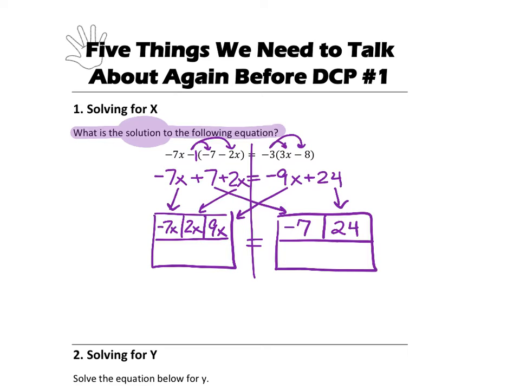Once I have all my terms in the appropriate box, I add them together. -7 plus 2 plus 9 is 4x's. -7 plus 24 is 17. Last but not least, I divide by that coefficient of the x onto both sides, and I would get a decimal answer, which you guys know I'm going to like as the fraction, 17/4.